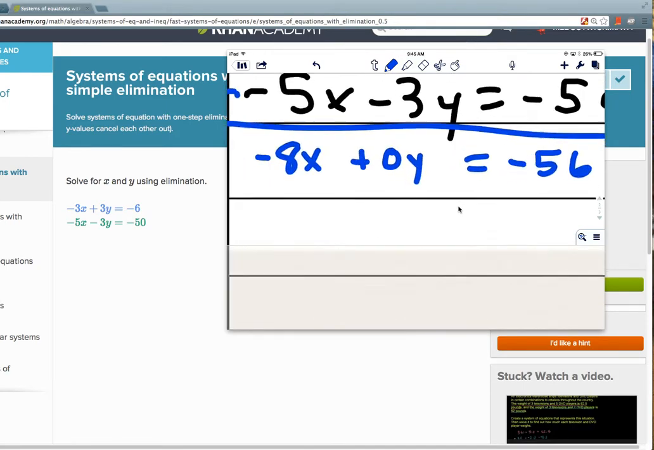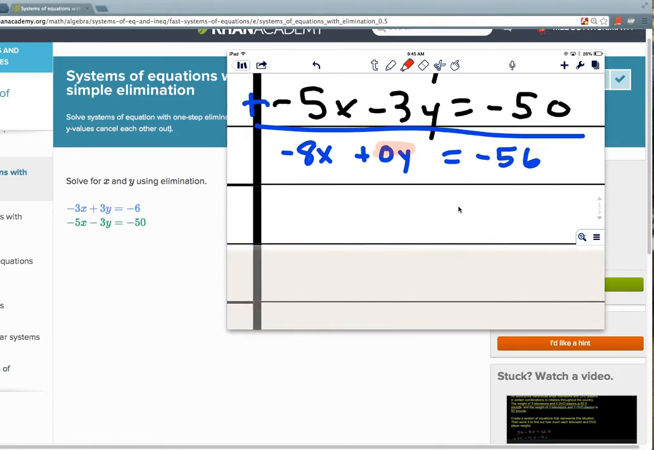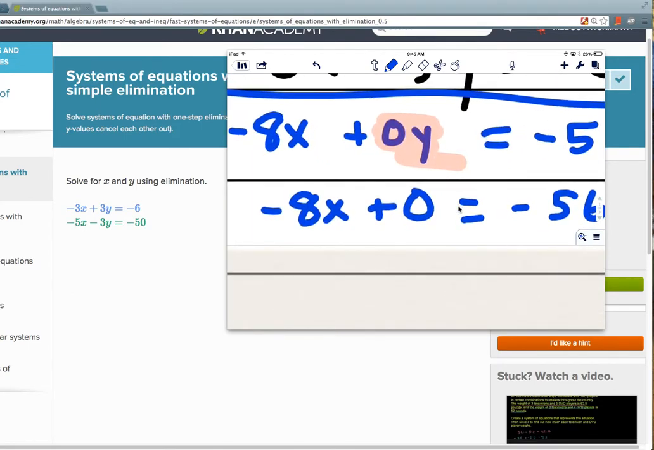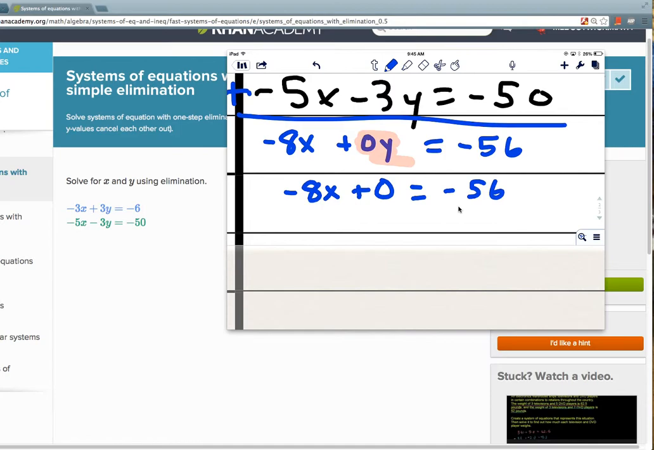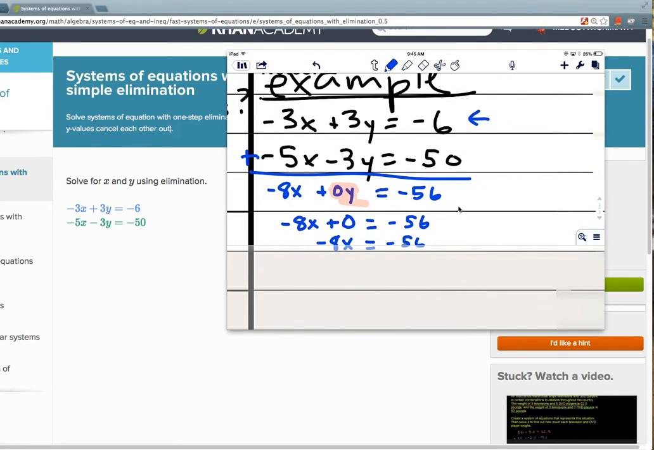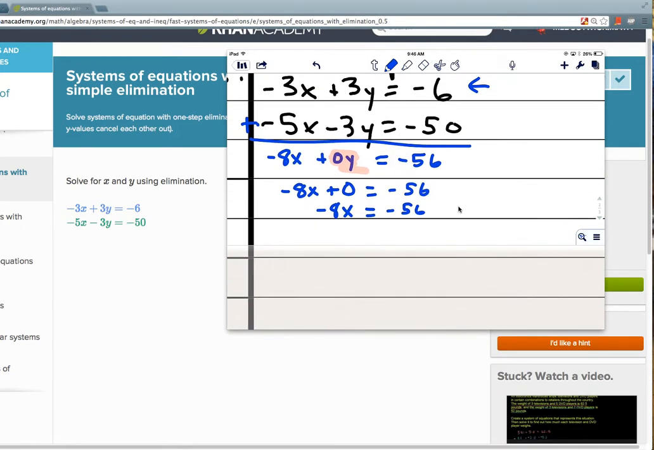Okay, so I'm going to look at this. If I have 0y, that's the same as 0. So this is the same as negative 8x plus 0 equals negative 56. And then I can think to myself, well, what does negative 8x plus 0 really equal? Well, it equals just negative 8x. Negative 8x equals negative 56. And I want you to notice what's happened before we summarize this here. So we took two equations that look rather complicated. We added them together. The y variable dropped out because it became 0, and it left me with an equation that's just x.